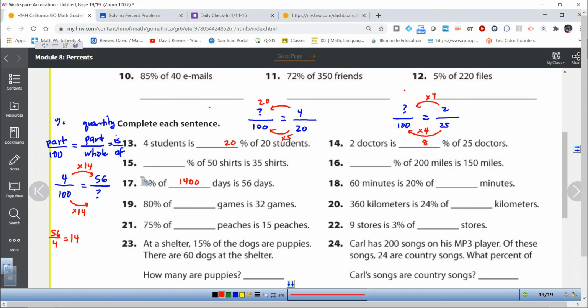So 4% of the answer is 1,400 days is 56 days. Do you guys agree 4% is the small amount? So if 56 is the small amount, we need to get a lot bigger. In fact, we needed to get 14 times bigger, and that gave us our answer of 1,400 days.